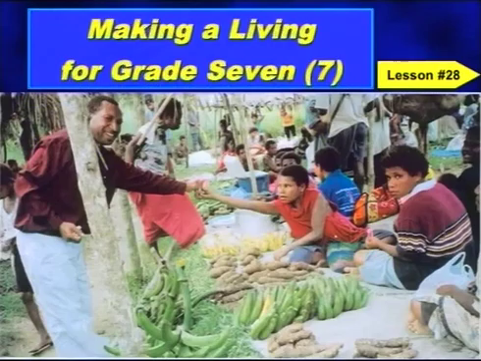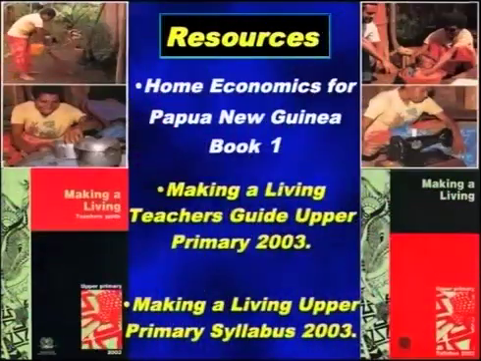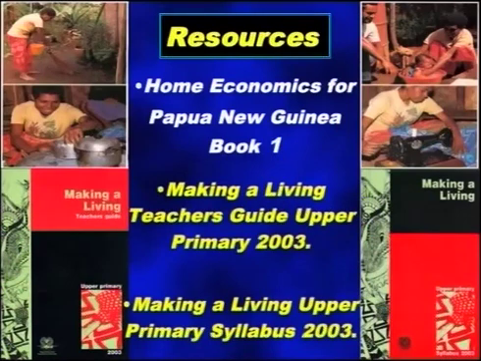Okay, our subject, making a living for grade 7s. We're still using the same resources, receiving school teachers. There are 3 of them: Home Economics for Papua New Guinea Book 1, Making a Living, Teacher's Guide, and the syllabus.